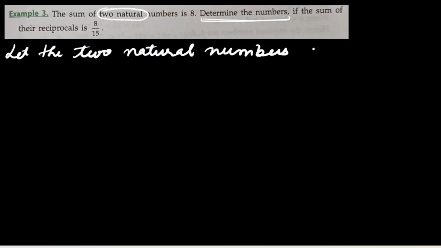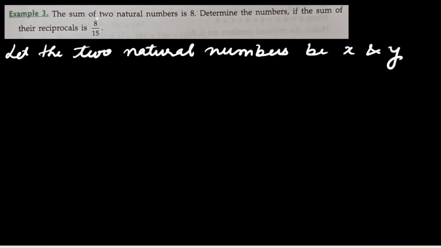So we can assume. Determine the numbers means we have to find the numbers. So we can assume whatever we have to find, the same thing we can assume as the numbers. So let the two natural numbers be x and y. So I have just assumed the numbers as x and y. Why have I assumed like this? Because two natural numbers are given to us. So one of the numbers I have assumed as x, another one I have assumed as y.